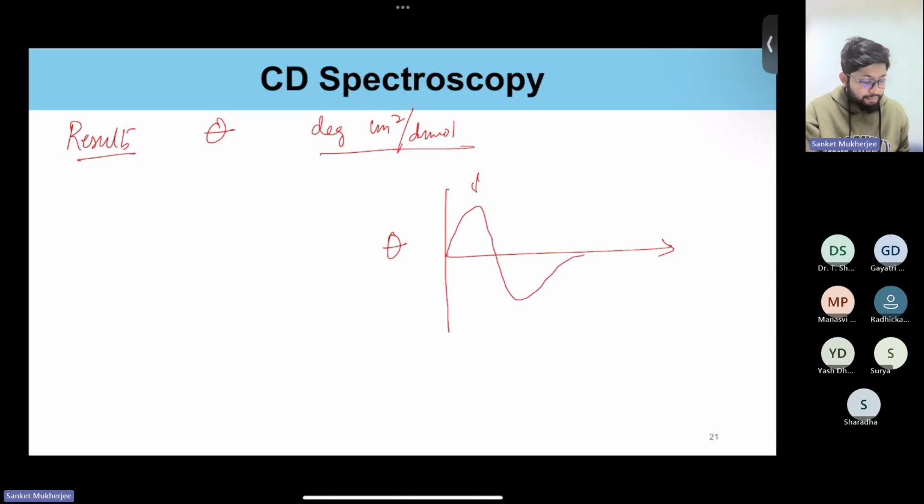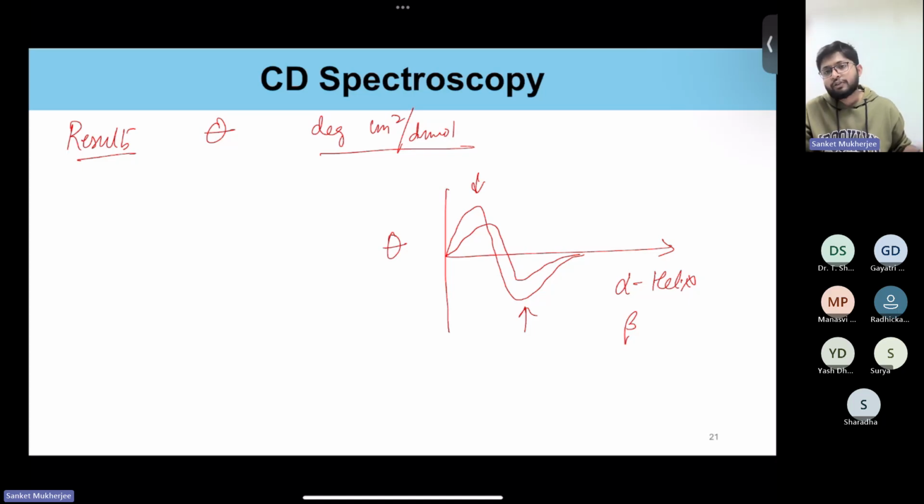And the characteristic peaks are representative of the structures like alpha helices and beta sheet. So let's say a beta sheet would probably have a characteristic peak like this. So CD is employed for multiple secondary structure verification, not only for proteins, even for DNA secondary structures. Let's say hairpins are formed, some other kind of structures are formed. For that also CD is used.